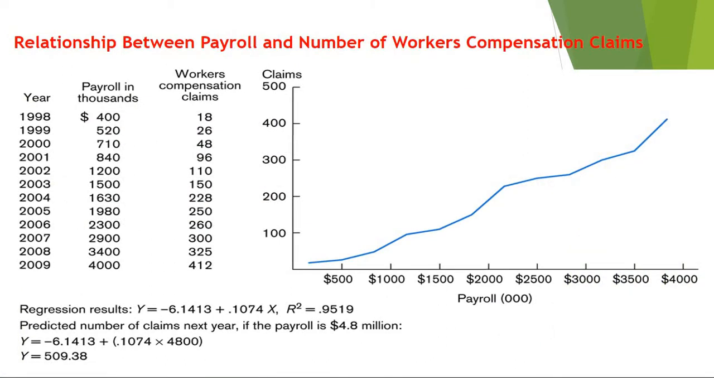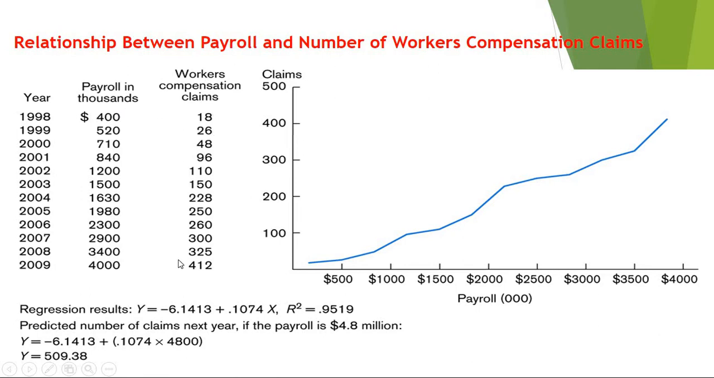Over here, we are finding out the relationship between payroll and the number of workers' compensation claims. If you look at the trend, here the data are given from 1998 to 2009. When payroll increases, workers' compensation claims also increase. So there is a positive relationship between payroll in thousands and workers' compensation claims.